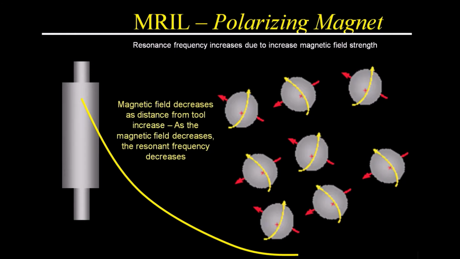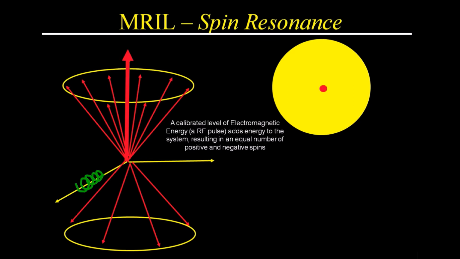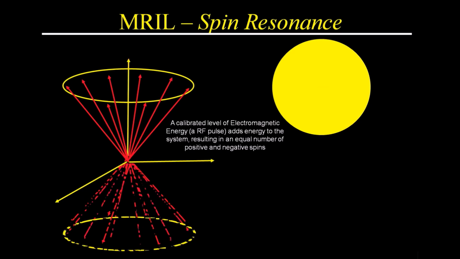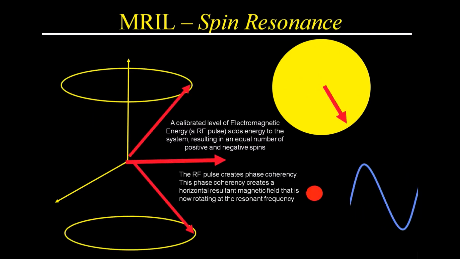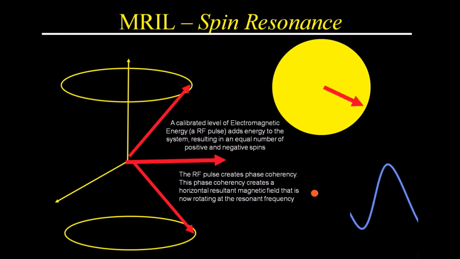Also introduced on this slide is the fact that the field strength, and thus the frequency, decreases with increasing distance from the tool. This slide covers the quantum physics of the measurement, showing that an RF pulse adds energy to the system, causes a phase coherency and a rotating magnetic field at the Larmor frequency.